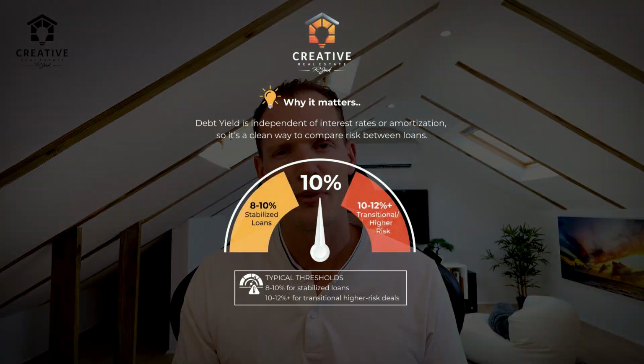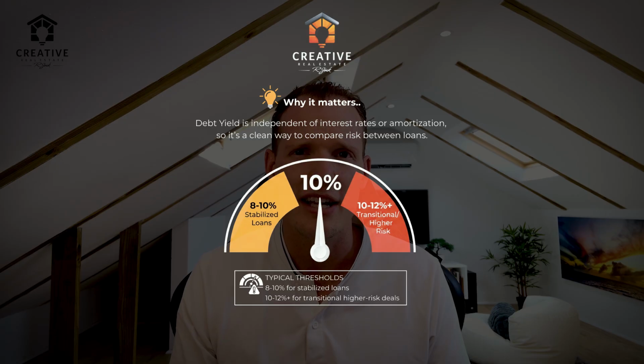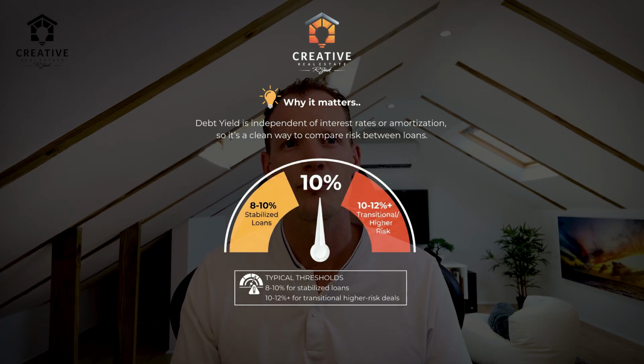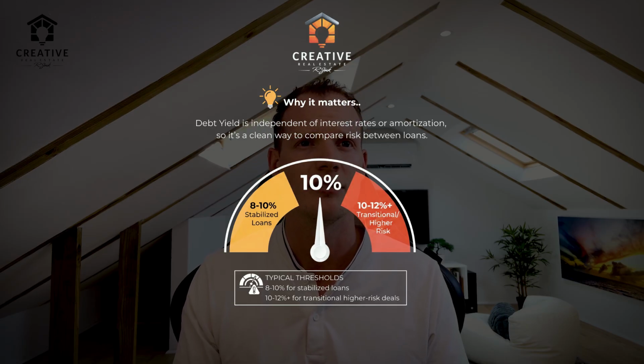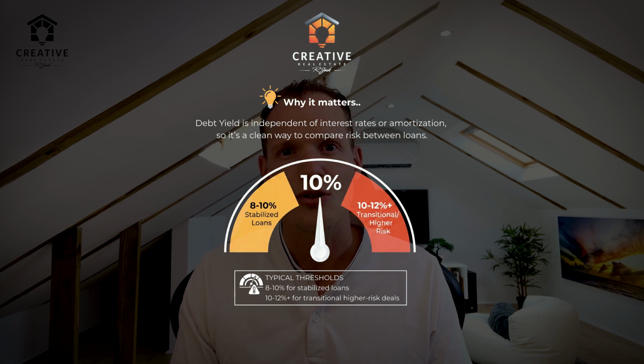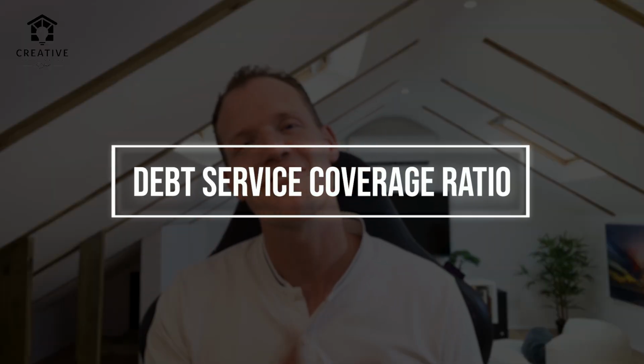If a property earns $1 million and the loan is $10 million, then the debt yield would essentially be 10%. Typical ranges for debt yield can be anywhere between 8 and 12%, depending on how stabilized the deal is, or if there's a bit of a transition and higher risk inside of the deal. Why it matters and is special is because debt yield is independent of interest rates or amortization. So it's a clean way to really compare risks between deals, irrespective of whether the amortization period or interest rates differ.